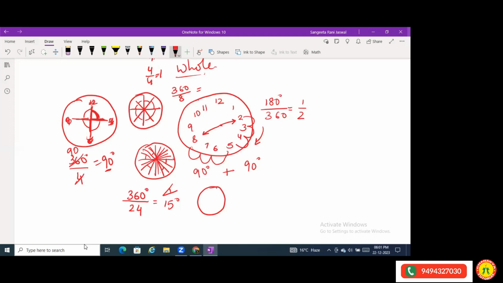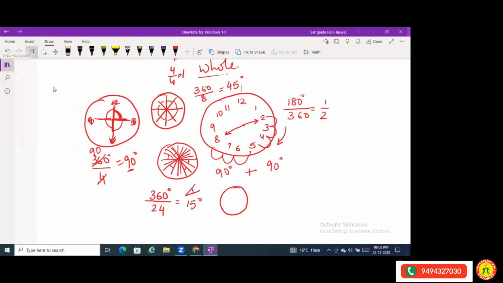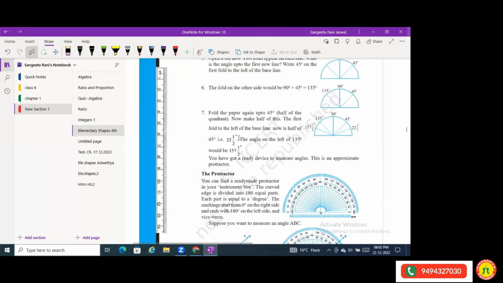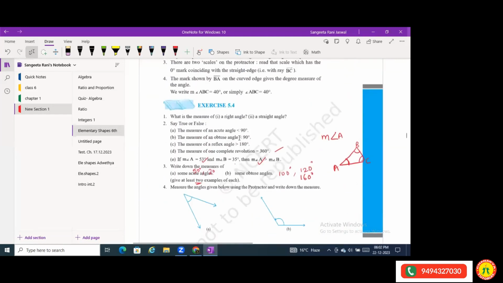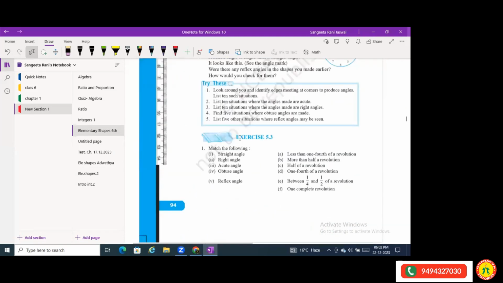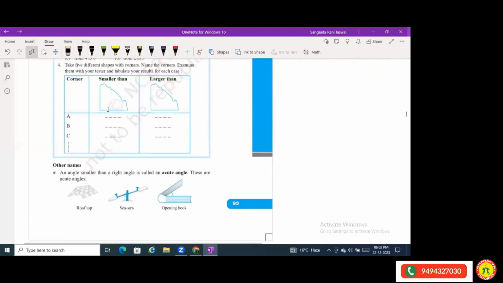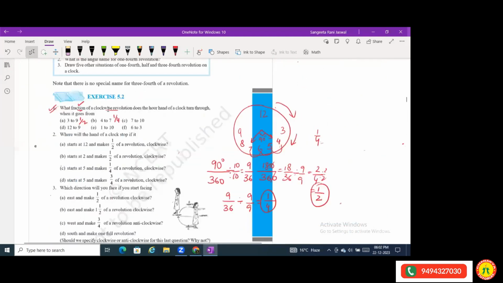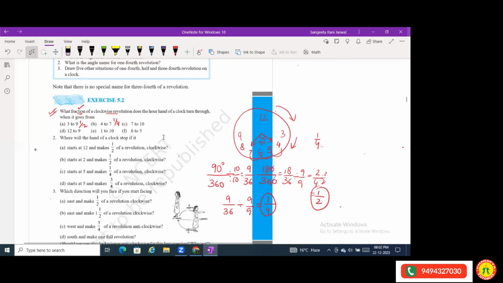So, now you know how to find the angle between the spokes? Yes, ma'am. Let's move further. Shall we move ahead? Yes, ma'am. Okay, coming back to the chapter. We were doing exercise 5.2. From 5.2, we just started. Let me check who all are there. Afan is there, Charvik is there, Sritej, Adrit is there. Good evening, Adrit. Good evening, ma'am.